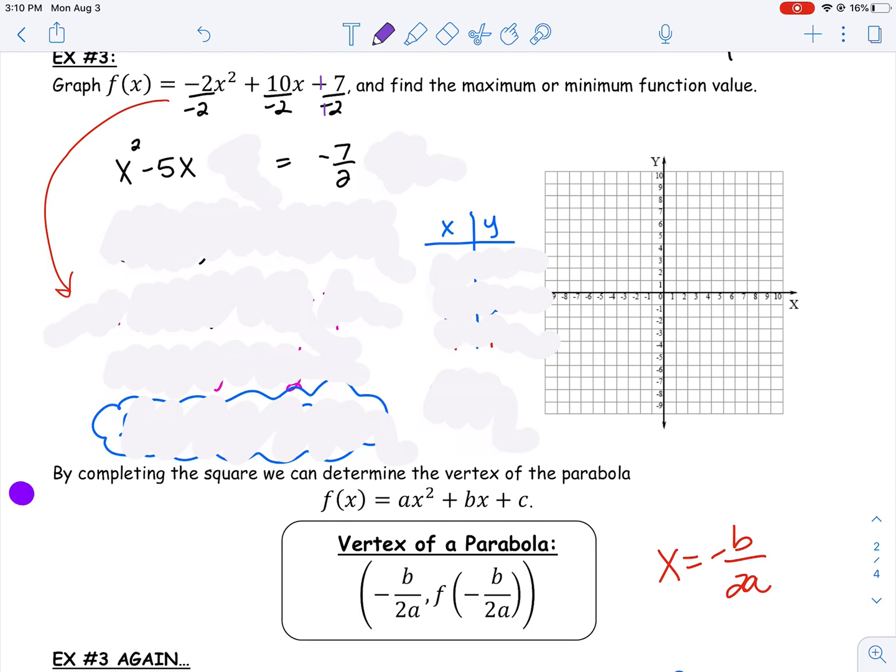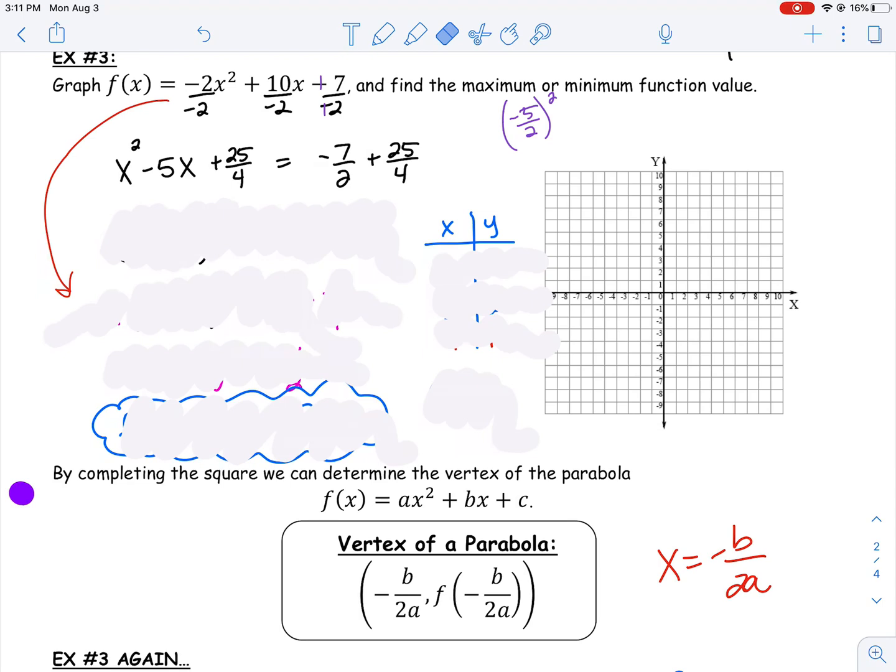Let's take the number in front of x, which is negative 5. Let's divide it by 2. That's negative 5 divided by 2. Then I have to square it, and that's the number I'm going to add to both sides. Ooh, a little bit tricky this time because we have fractions, right? If I take negative 5, divide it by 2, and then square it, negative 5 over 2 times another negative 5 over 2 is a positive 25 over 4. So that's the number I'm going to add to both sides.